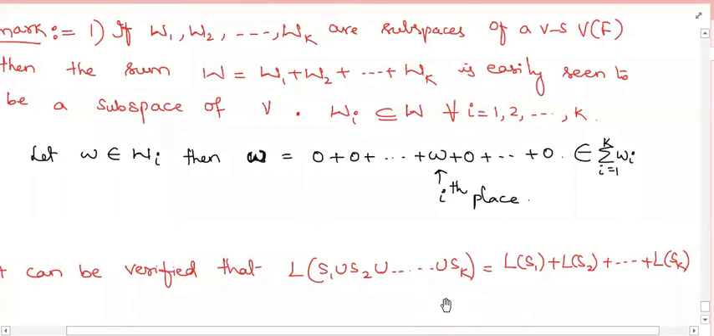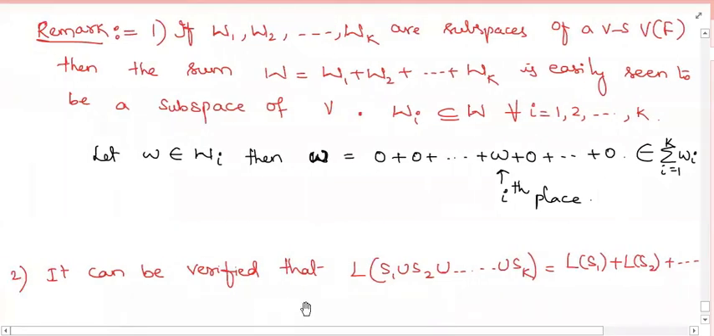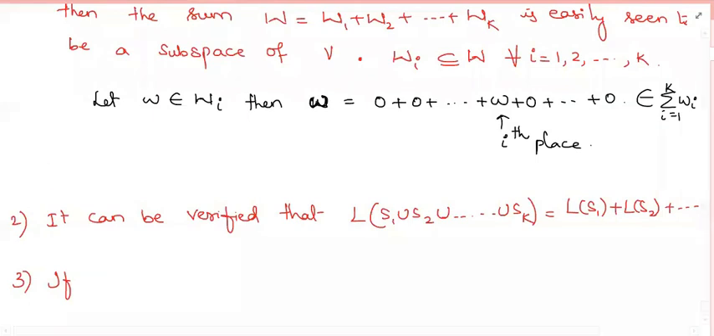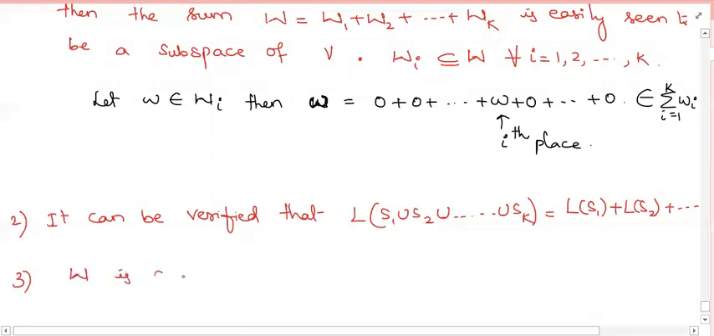Any textbook. Okay, this you can easily verify. Another one, third point: W is a subspace if and only if L of W equals W. If W is already a subspace, the linear span of W, you will not get any extra. You will get W only.